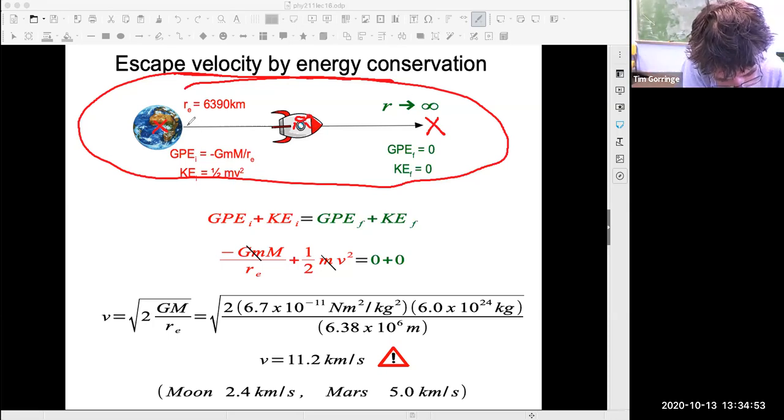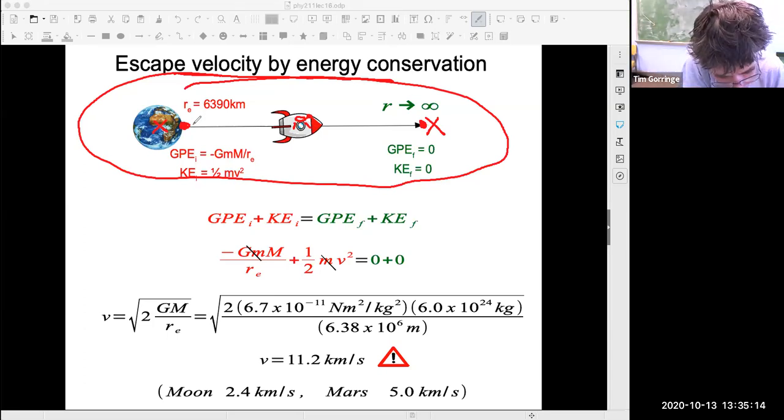So we start off on the left, and there are two forms of energy that I'm going to worry about: kinetic energy and gravitational potential energy. And then we're going to end up over here on the right, and there are two forms of energy that I'm going to worry about: gravitational potential energy and kinetic energy.